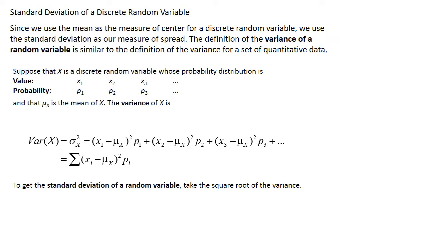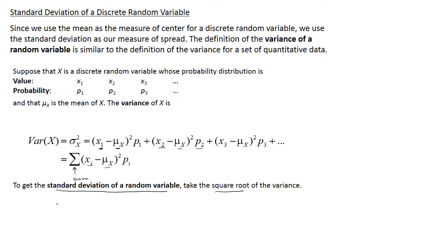You take each value of x, you subtract the mean, and you square it, and then you multiply by the corresponding probability. Next value of x minus the mean, you square it, and multiply times its corresponding probability. And again, here's our sum of individual values of x minus the mean squared times corresponding probabilities. And of course, to get the standard deviation of the random variable, we take the square root of that variance.